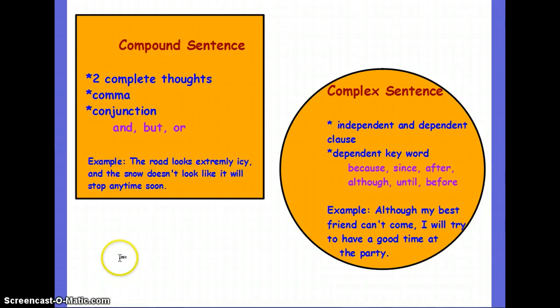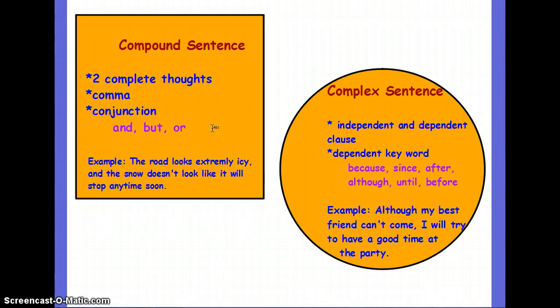As you know, a compound sentence is made up of two complete thoughts. That means that each part of the sentence, each thought of the sentence, has a subject and a predicate. It has a comma in the sentence and then a conjunction. The three conjunctions we've studied so far are and, but, and or.